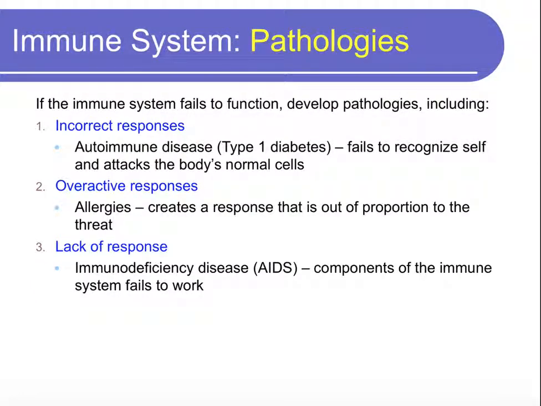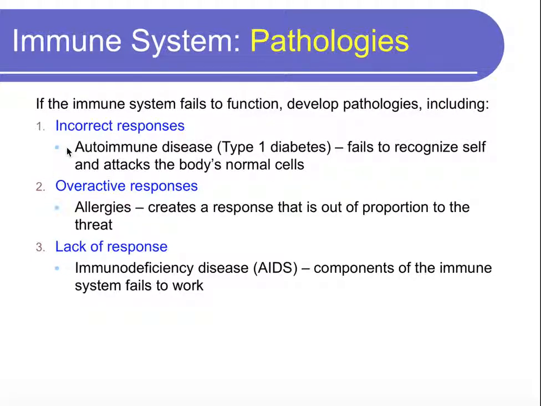If things don't work quite right, then pathologies can develop. And here are the main types of pathologies that are associated with the immune system. The first is an incorrect response. And so these are autoimmune diseases. And we've talked about, for example, type 1 diabetes. So an example of an autoimmune disease is when our own immune cells attack our own body cells. So in type 1 diabetes, our immune cells attack the beta cells of the pancreas. So that would be considered an incorrect response.